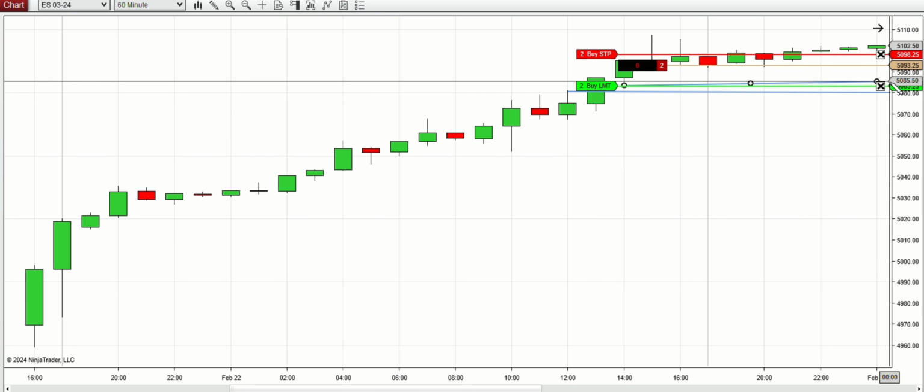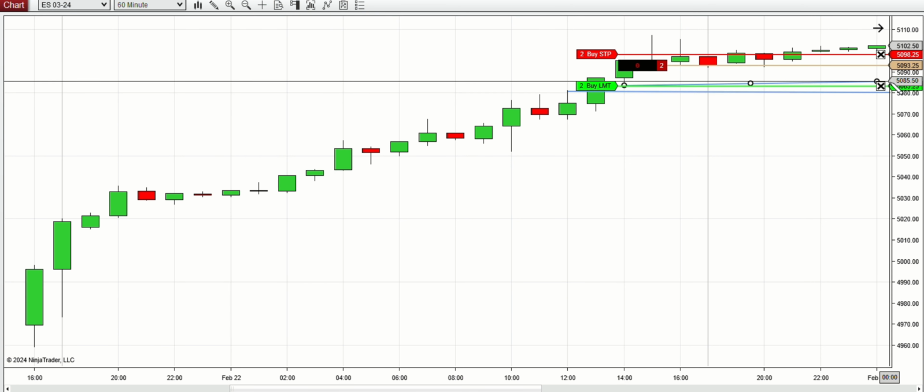So I usually will try and make my exit right at or above that fair value gap. And sometimes it does fill it right away. You never know. I like to be safe and lock in profit.